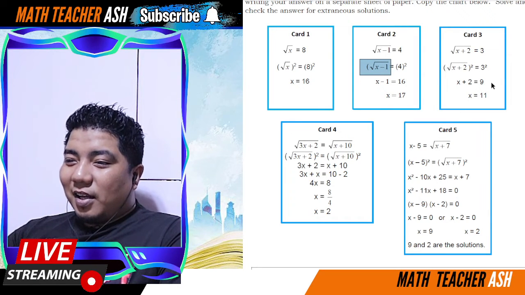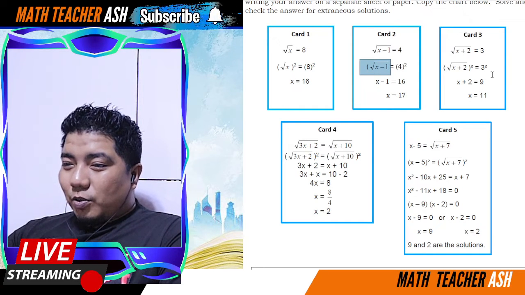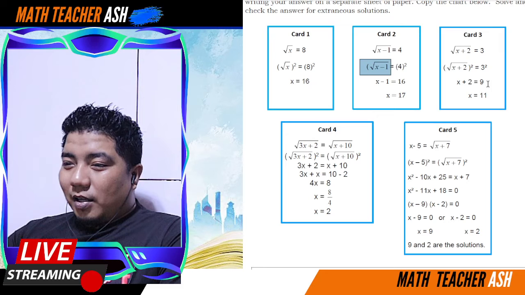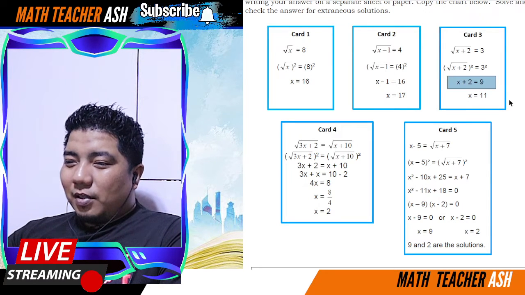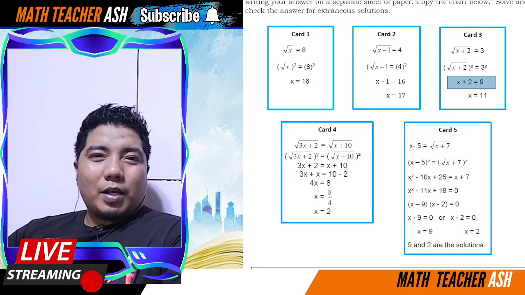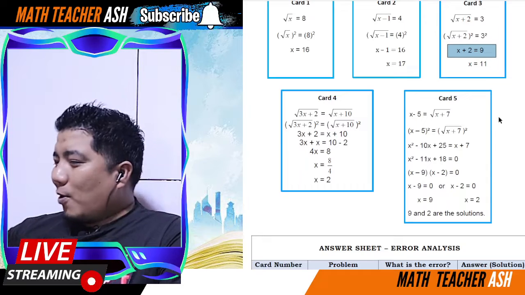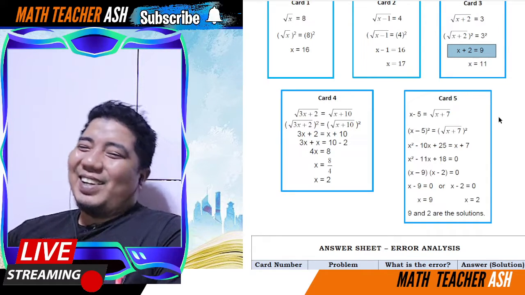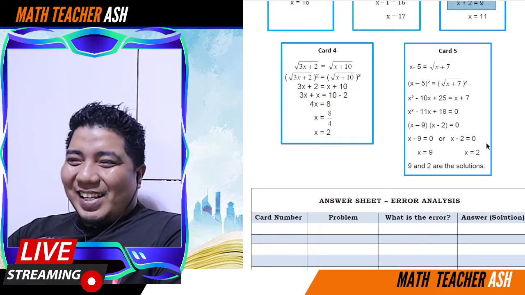Alright. Card number 3. Yan. Katulad nito. So, nag-squared tayo dito. Bring down 9. Yan. So, ano ang mali dito? Pag nag-transpose tayo, that will become 9 minus 2. Anong sagot ng 9 minus 2? Alright! Okay, hindi ko sasabihin sa inyo. You can put it in our comment section below.